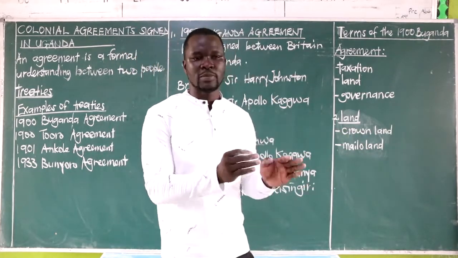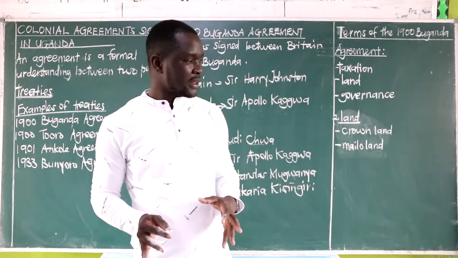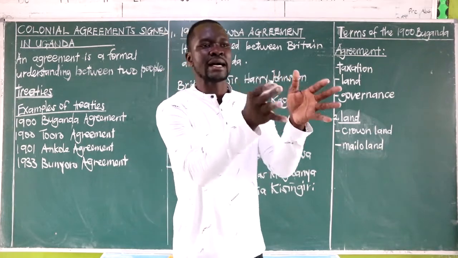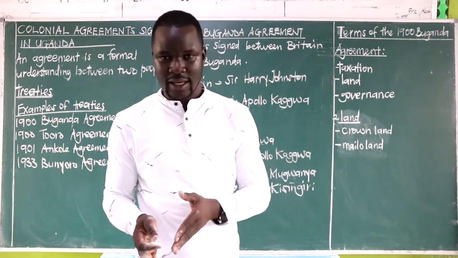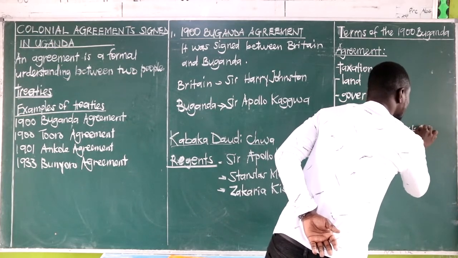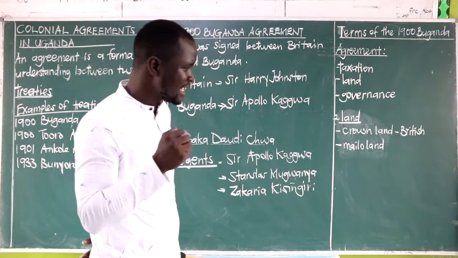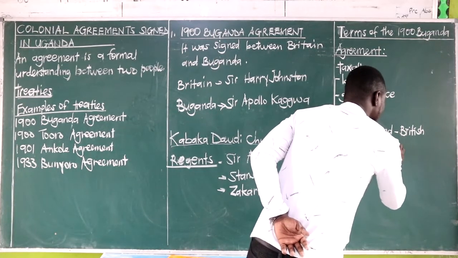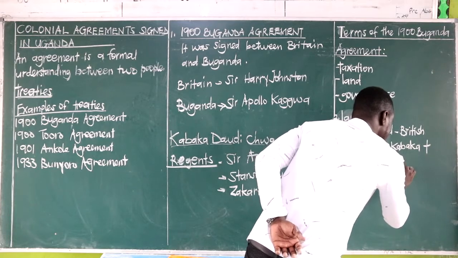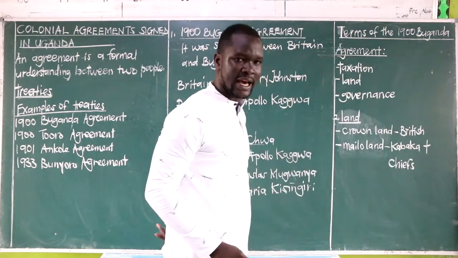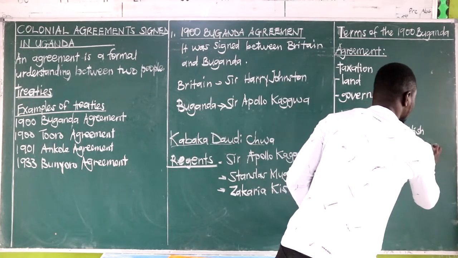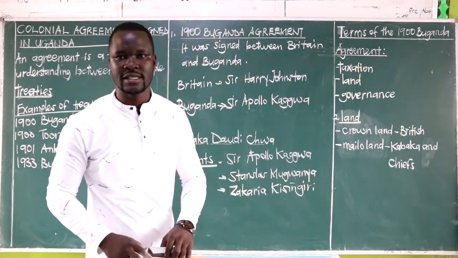Crown land was preserved for the British government. That is the crown land, whereas the Milo land was reserved for the Kabaka and his chiefs. The crown land was for the British. There is something that I'm bringing out that I want you to understand here. Whereas the Milo land was to belong to the Kabaka and his chiefs. Now, if we say the Kabaka and his chiefs, this one was for the Kabaka and his chiefs.